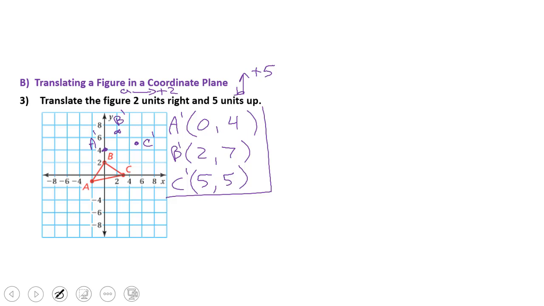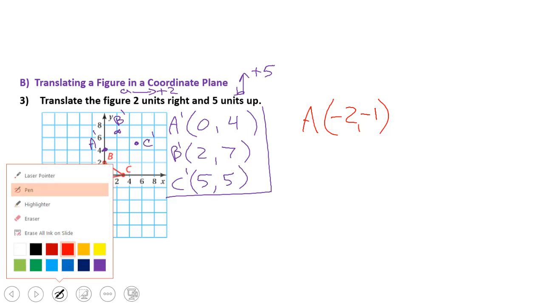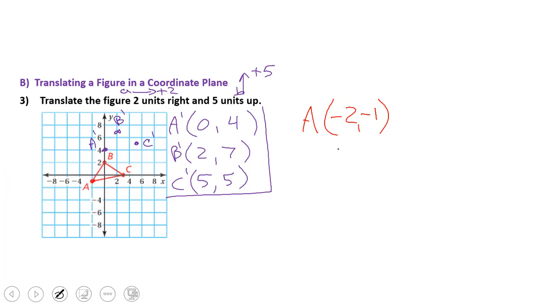And the mathematical way says, hey, I've got this original figure, A, which is at -2, -1. That's my original location right here at A. And it says we are going to move right 2 and up 5. So if I go right 2, I'm adding 2 to the X because that's my A number. And if I'm going up 5, I'm adding 5 to the Y because that's my B number.